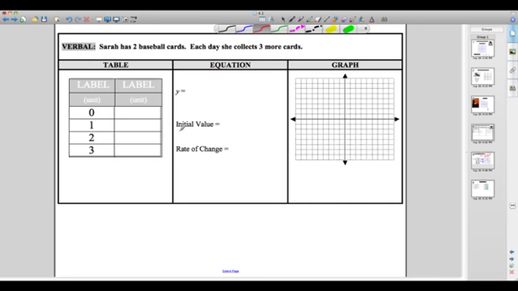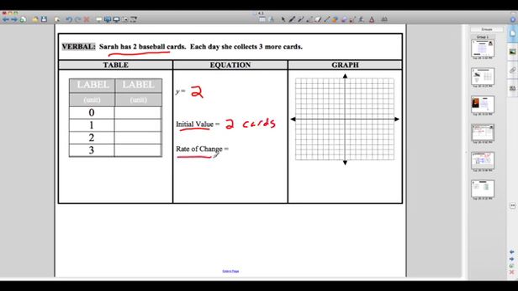Well, we're looking for 2 things. We're looking for initial value and rate of change. So when I look for this, what does Sarah have? What does she start with? Well, first sentence, Sarah has 2 baseball cards. So she has 2 cards. Then what's happening? So that's her initial value. She starts with 2 cards. So we know she has 2 cards.